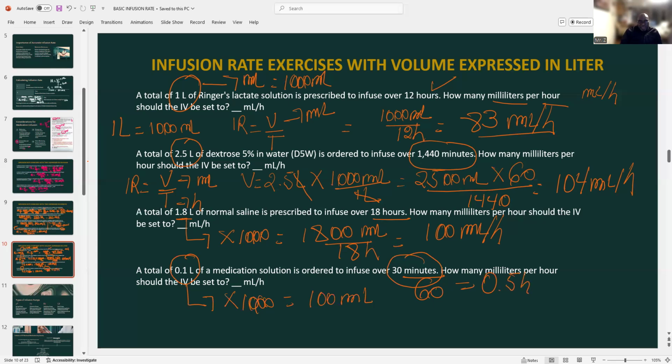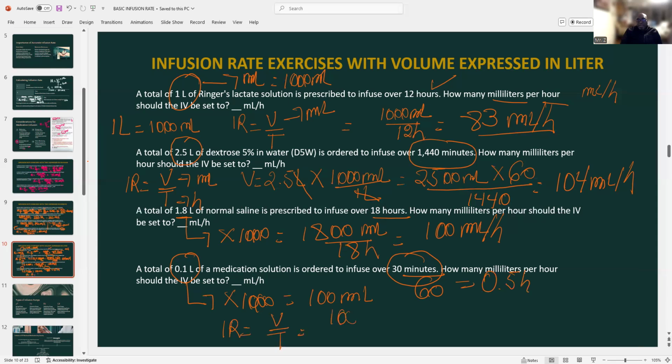So now I can apply infusion rate equals volume over time. My volume is 100 milliliter. My time is 0.5 hours. So once you do that, the answer is gonna be 200. 200 what? 200 milliliter per hour. Okay? All right.